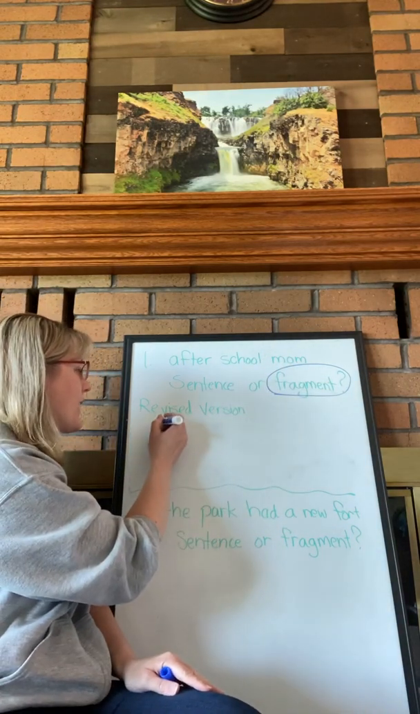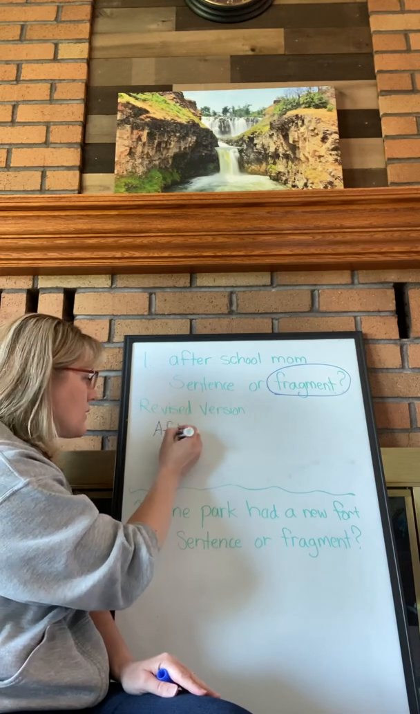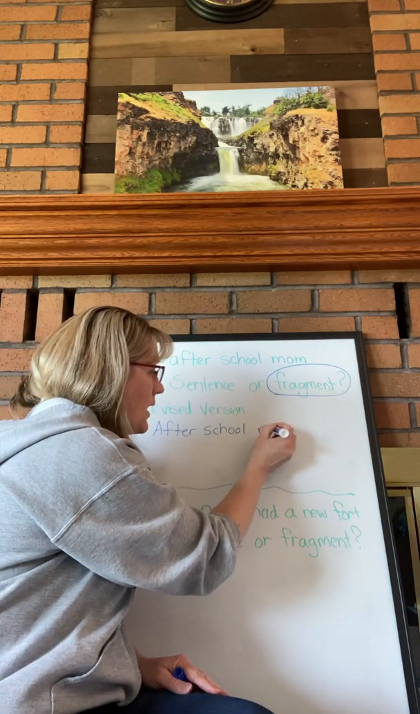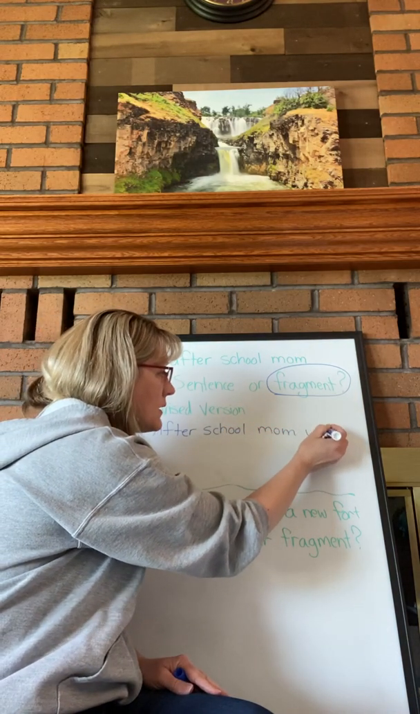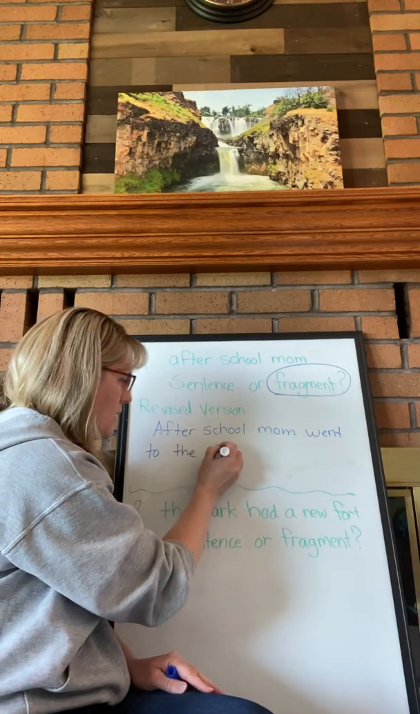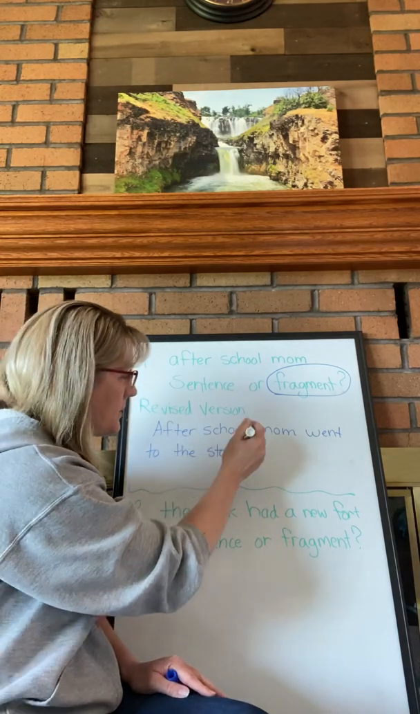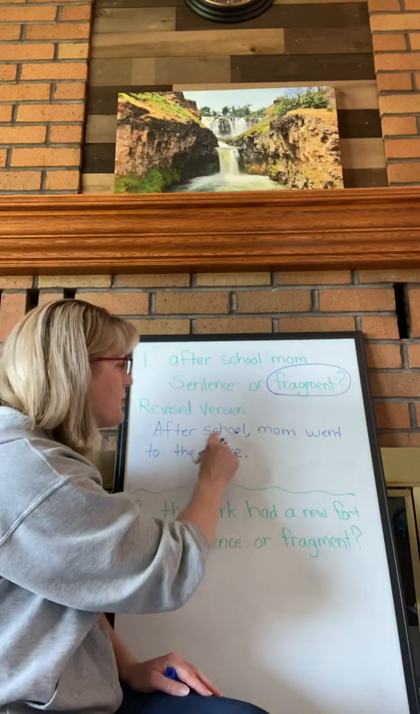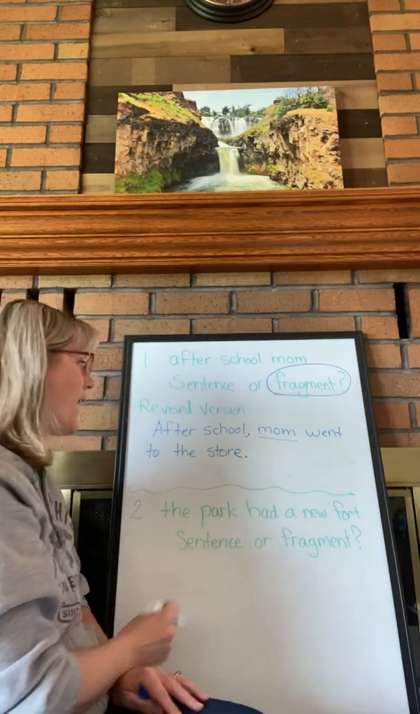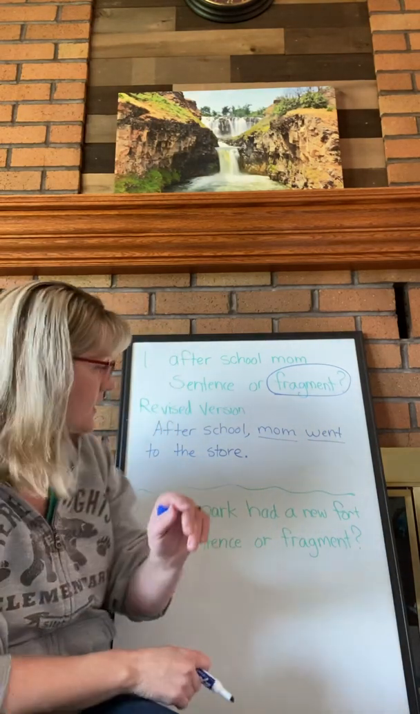So I'm going to rewrite it like this, and I'm going to start with my capitals because I'm writing a full sentence. So after school, mom went to the store. I'm going to put a period at the end of my thought. I'm going to reread this again. After school, I'm going to put a comma right there because I took a little breath. After school, mom went to the store. Well, this has the who. And it has the what. She went somewhere.